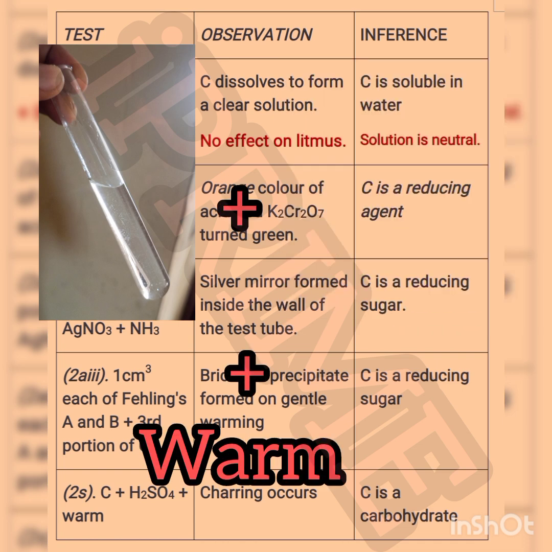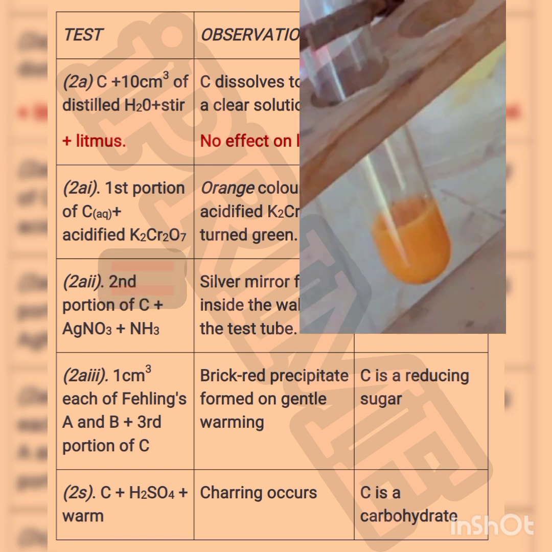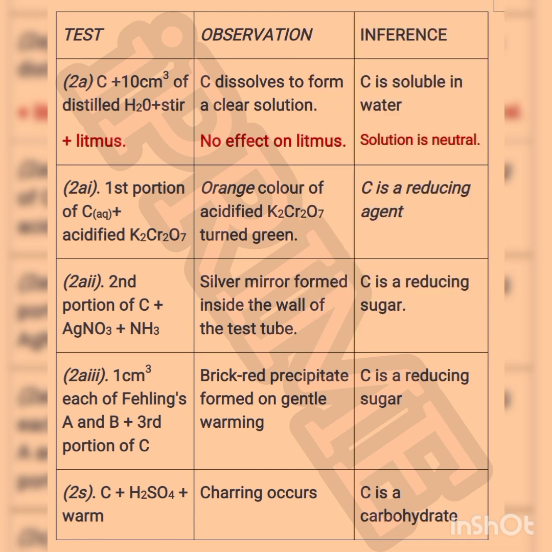So in our observation, you can see there that we have a brick red precipitate formed. And this indicates, in our inference, that C is a reducing sugar.